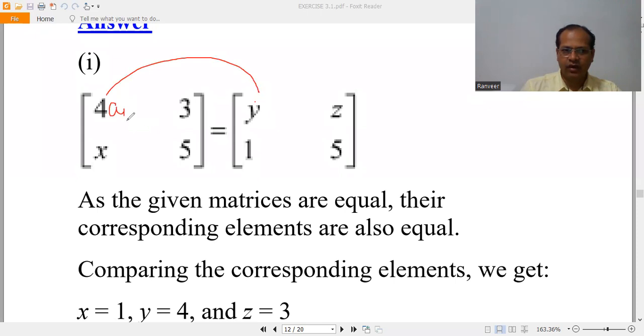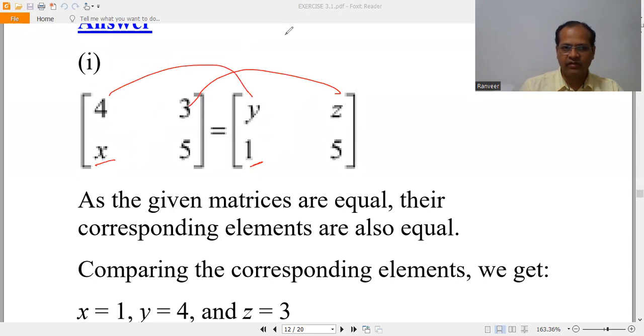This is A11 and this is also A11. So corresponding value we have to match. So this is the unknown value that we have to find out. So y value is 4. Similarly, x value is 1. Z value is 3. So in this way we have to find out.